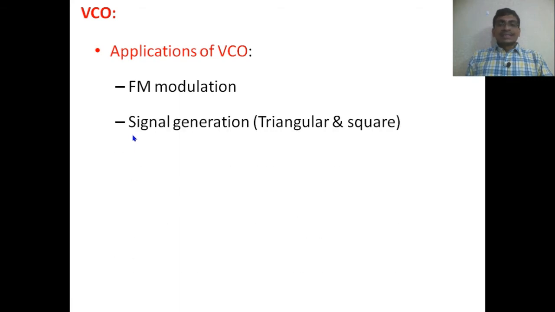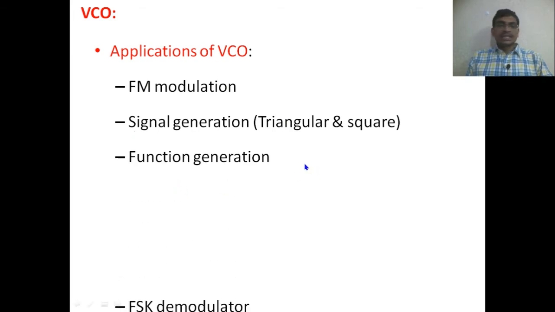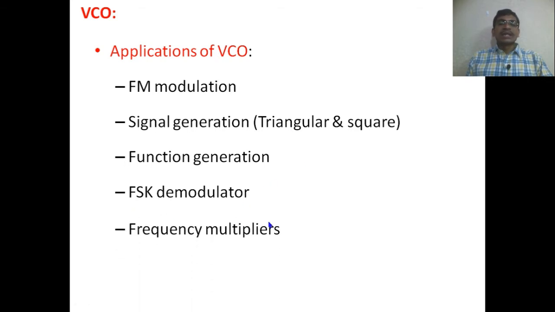When we see the applications of the VCO: FM modulation, signal generation such as triangular waveform and square wave, both of which are generated from this, function generators that can generate different functions at whatever frequency, FSK demodulators, and frequency multipliers. These are the different applications of the VCO.